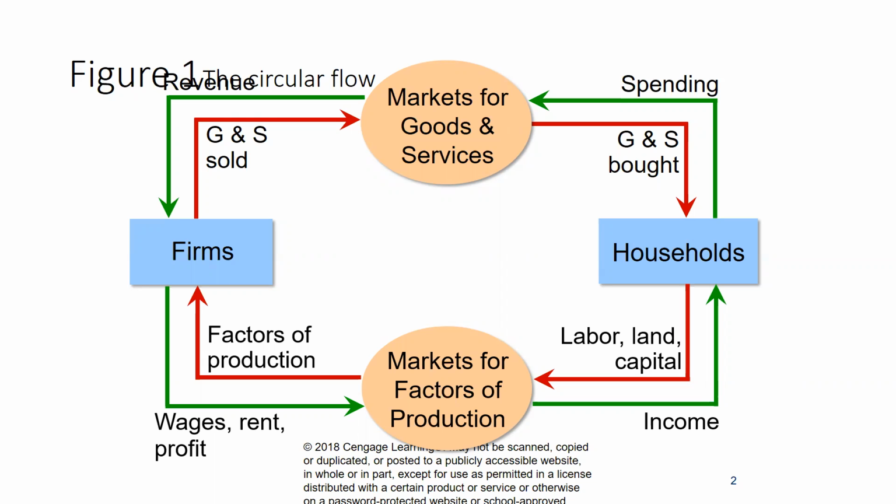I don't think you'll ever be asked to graph this, but a lot of times they would black out the markets for factors of production, put nothing in them, and ask you what's missing. And the same thing with firms and households. So firms and households are always opposite, and the market for goods and services and the market for factors of production are always opposite. Now there's a big piece missing that could be put in the middle, and that would be government. And we usually put government in when we're discussing macro.